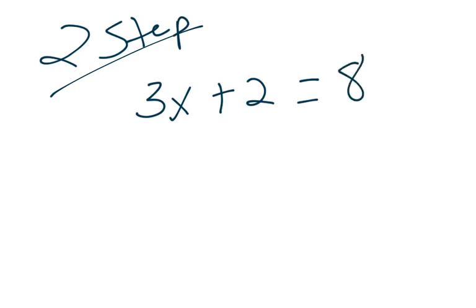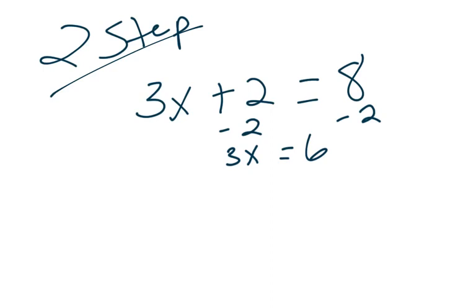Okay, lastly, I'm going to show you a two-step equation, okay? So if I have 3x plus 2 is equal to 8, okay? So the first thing I need to do here is I need to get rid of this plus 2. That's my constant, okay? So what I'm going to do is I'm going to subtract 2 from both sides. That leaves me a 3x on this side is equal to 6 on the other side.